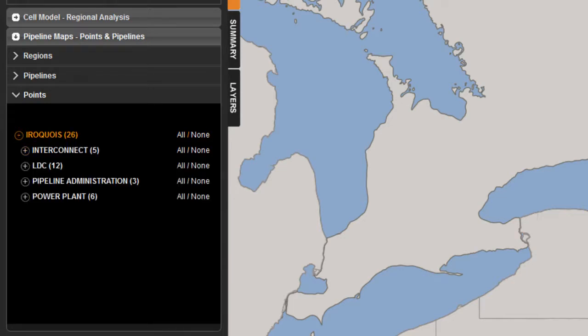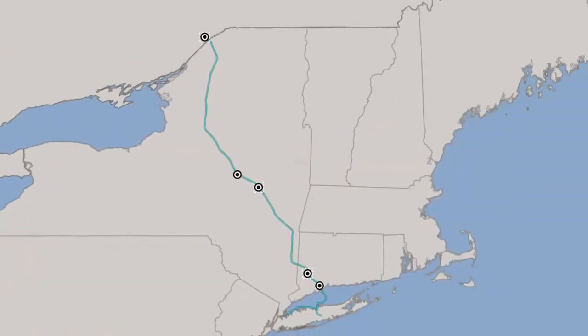within Iroquois. Using the plus sign, it expands those into interconnects, so interconnects with other pipelines, LDCs, local demand carriers within that market. There's some pipeline administration points, and then there's power plants. These are the components that each pipeline is required to post by FERC regulation, allowing you to look at the individual components on that pipeline. For simplicity's sake, let's just look at the 5 interconnects on Iroquois' system. We can click all, and you'll see there's 5 individual interconnects with other pipelines on Iroquois' system.